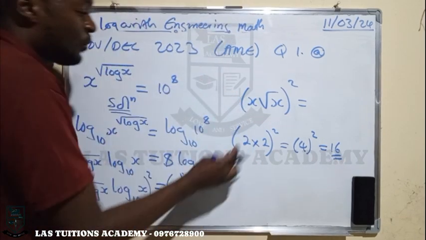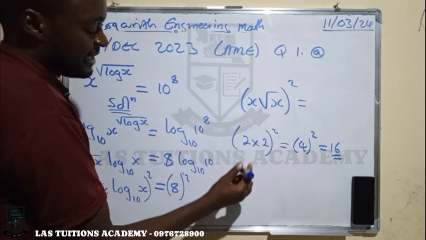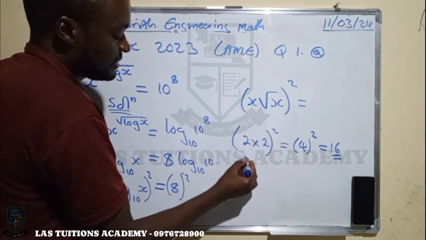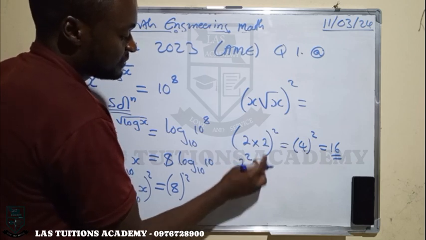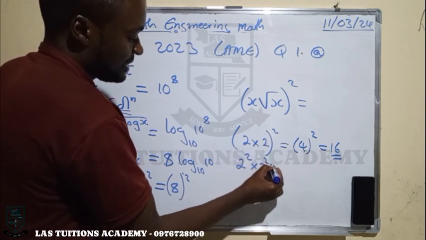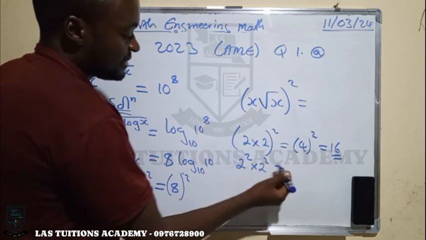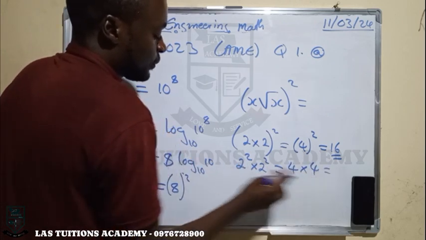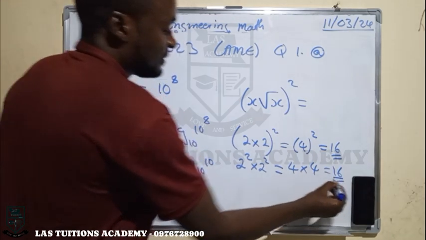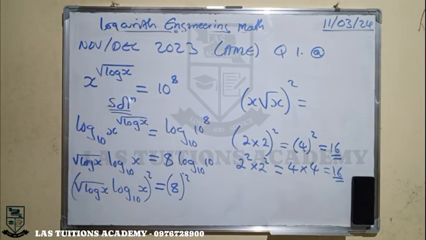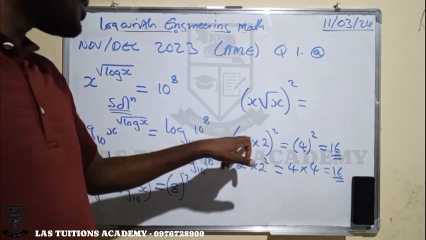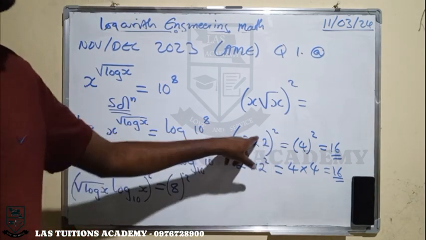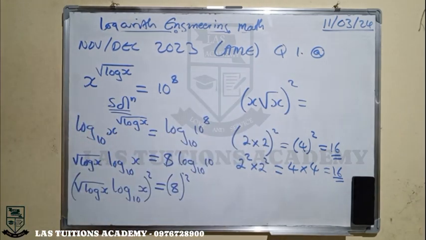Now, what if we take this square root inside? We say 2 squared times 2 squared. What are we going to have? 2 squared is 4 times 2 squared is 4, and 4 times 4 we still get the 16 without any problem. So we can take this square root and apply it to individual numbers and maintain the multiplication in between them.